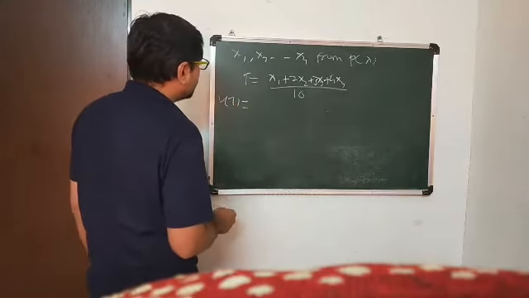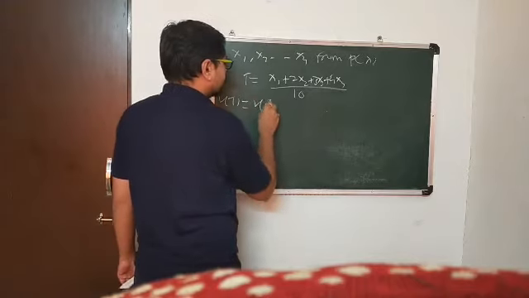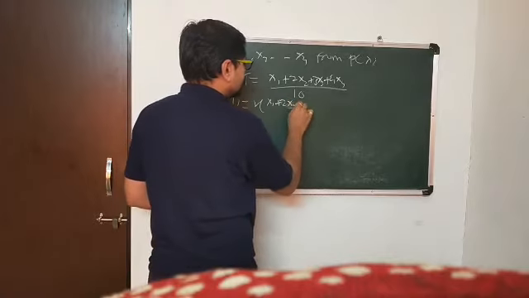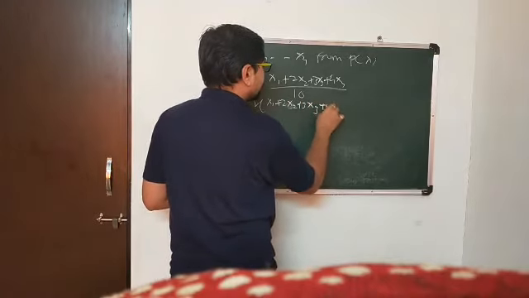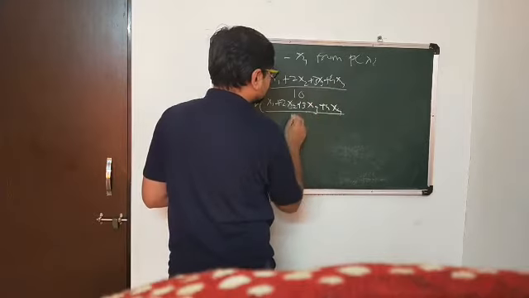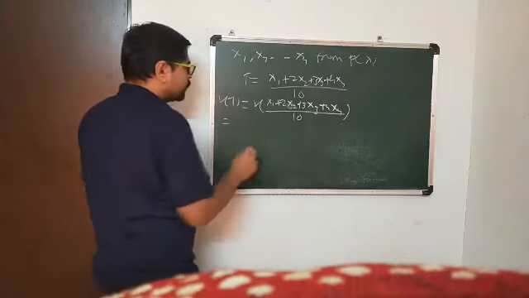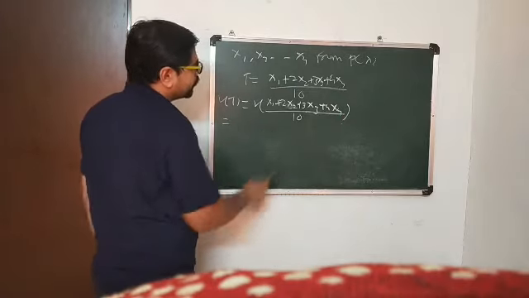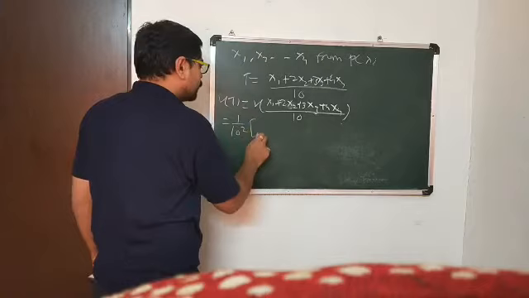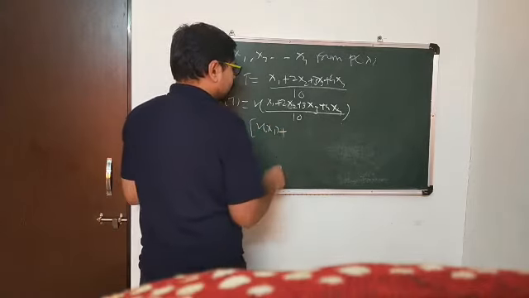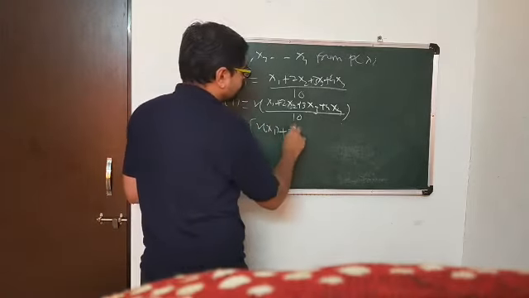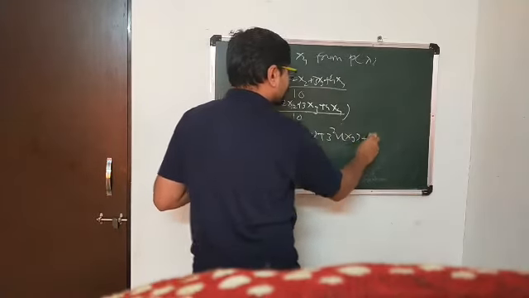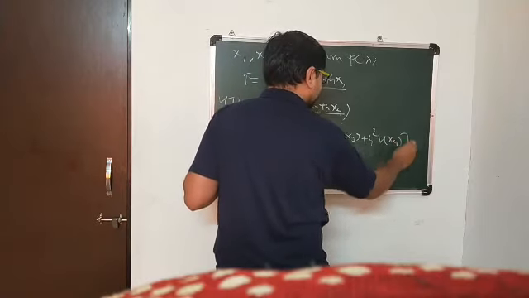Variance of T is equal to variance of (X1 + 2X2 + 3X3 + 4X4) divided by 10. So now what we have? 1 upon 10 comes out from the variance as it is a constant, and it becomes 1 upon 10 square into variance of X1 plus 2 square into variance of X2 plus 3 square into variance of X3 plus 4 square into variance of X4.